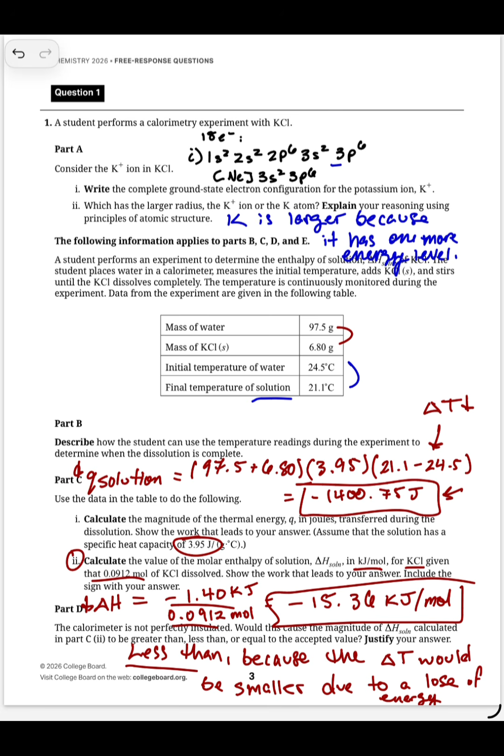to the surroundings. Or it could even be that, because you're decreasing the temperature of the solution, the air in the room is probably warmer than 21.1 degrees Celsius. So that warmer temperature of the air would actually increase this final temperature value. And then it's not as small as it should be, which still results in a smaller delta T. So I don't know, just to be on the safe side, it could be loss or gain of energy here, but it's definitely going to give you a smaller delta T overall.